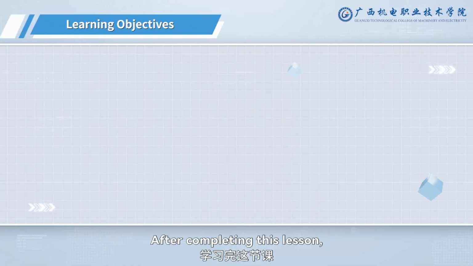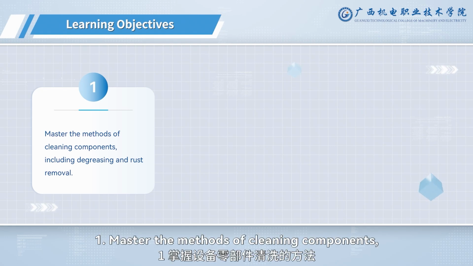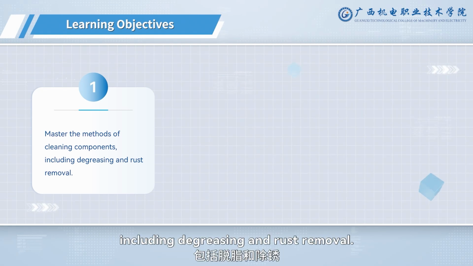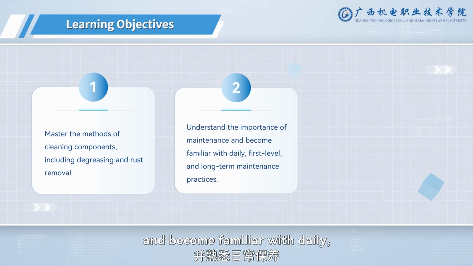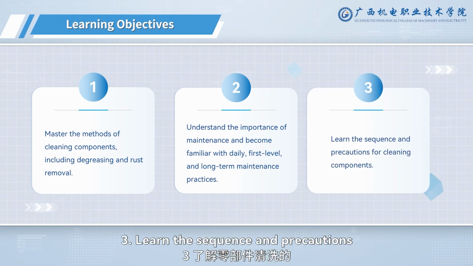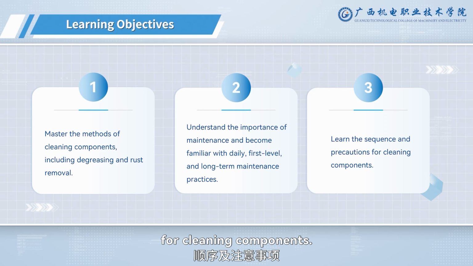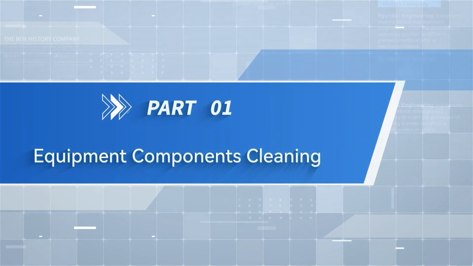After completing this lesson, you should achieve the following objectives. 1. Master the methods of cleaning components, including degreasing and rust removal. 2. Understand the importance of maintenance and become familiar with daily, first-level, and long-term maintenance practices. 3. Learn the sequence and precautions for cleaning components. Let's begin with component cleaning.